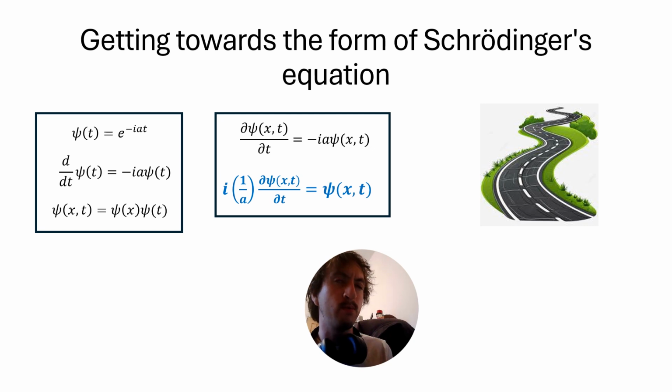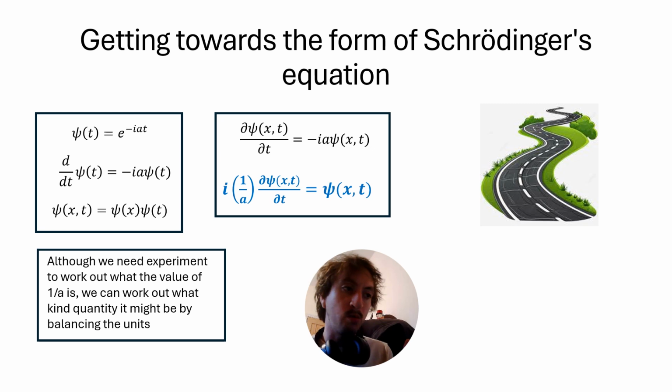sorry, is that the right way? Yeah, it's a slightly strange thing with complex numbers, but 1 over i is the same thing as minus i. We can rewrite our partial derivative equation in the bold equation here in blue, and now we can compare units.